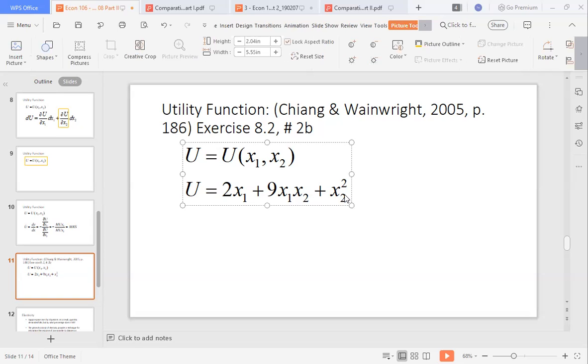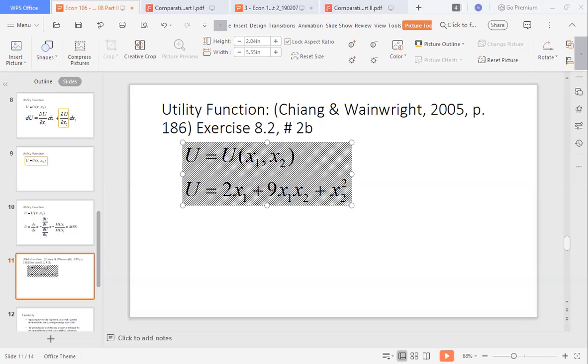For the partial derivative of x1, it's 2 plus 9x2. Then for the partial derivative of x2, it's 9x1 plus 2x. Okay, let me just add before we continue. I'm still on partial u partial x sub 1. We need to add the x1 here, because we're getting the total differential. So we should just add dx sub 1.